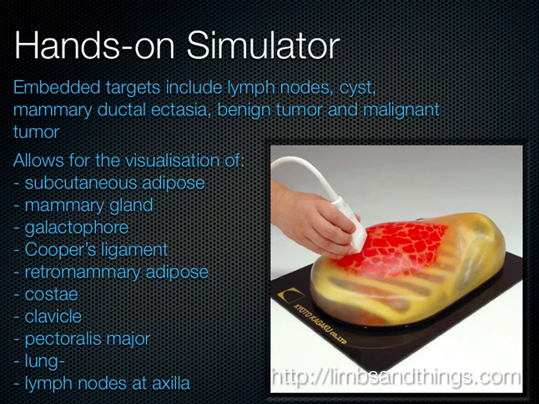But what I'm going to show you next are two video clips. One is on how to perform a breast ultrasound, and then another one is on a breast surgeon doing an ultrasound-guided procedure of the breast.